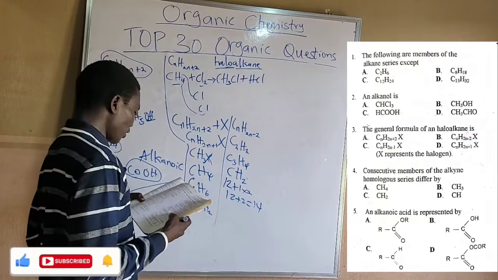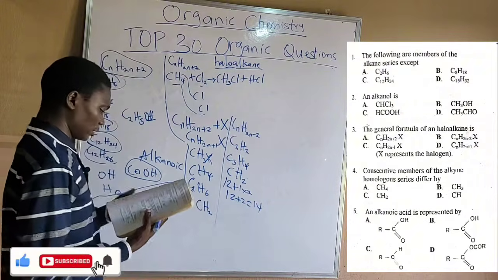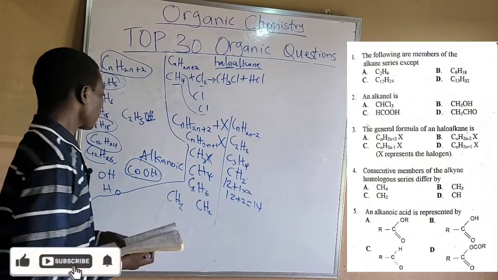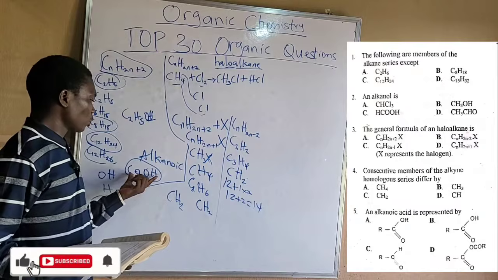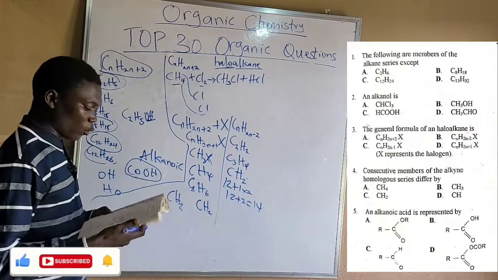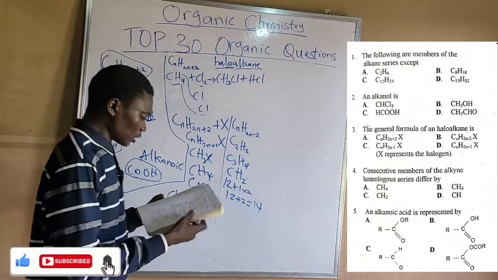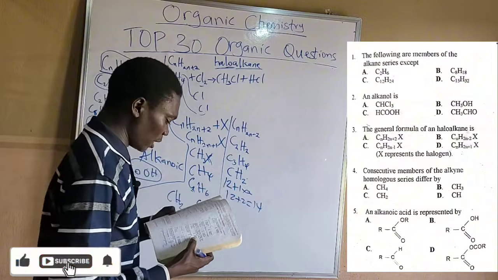All right. For question number 5, I explained earlier. You can see this question number 5 now is talking about alkanoic acid. And I told you that alkanoic acid has a functional group of COOH. But how will you identify the correct one? Let me just bring out the correct one and explain to you.